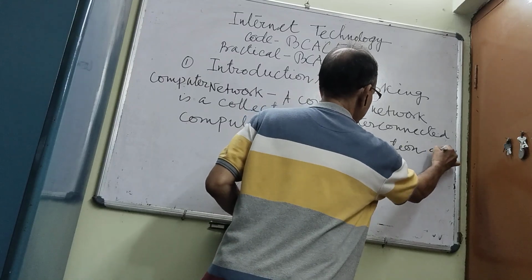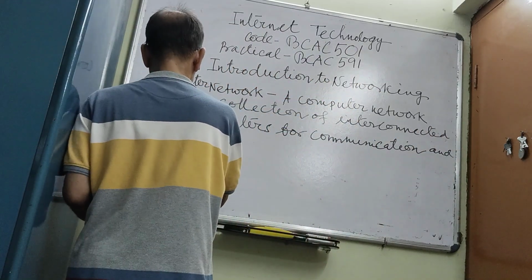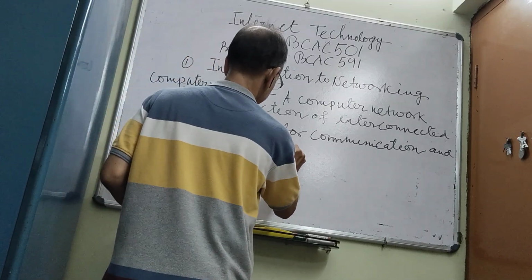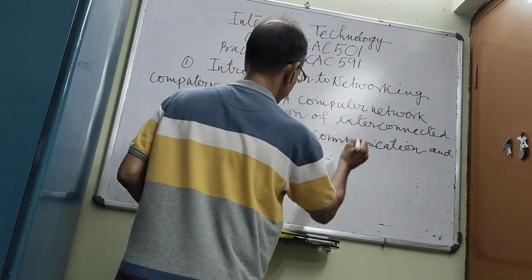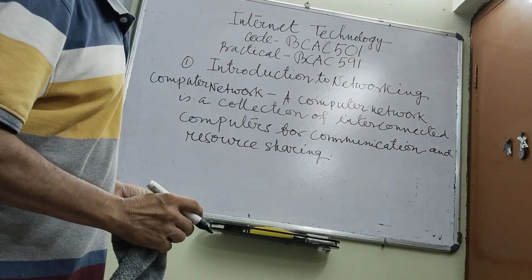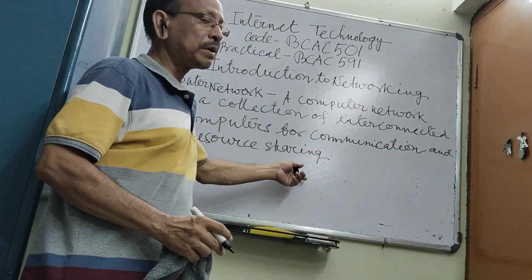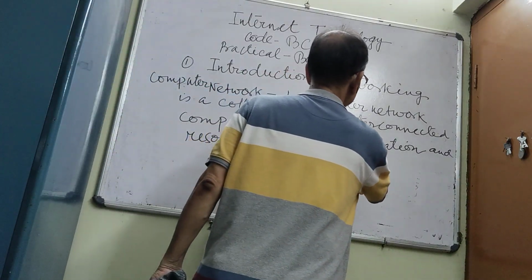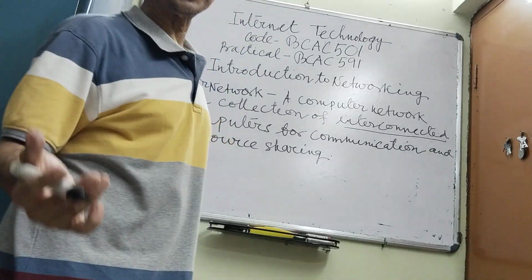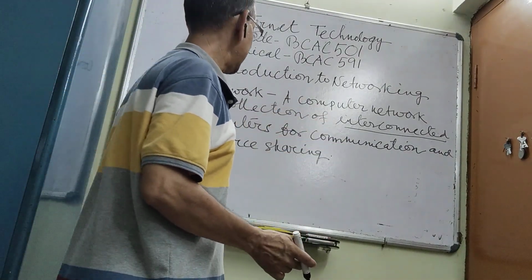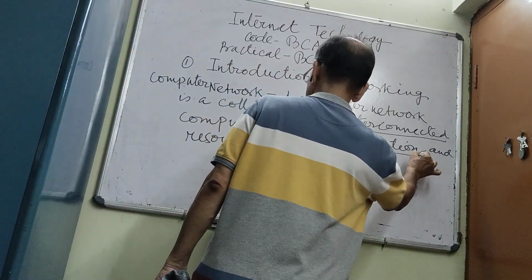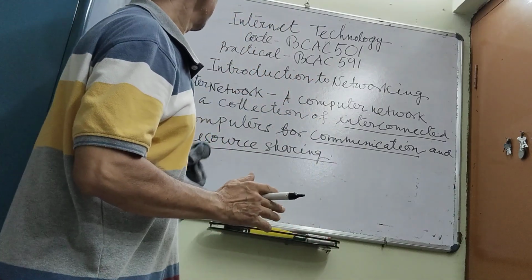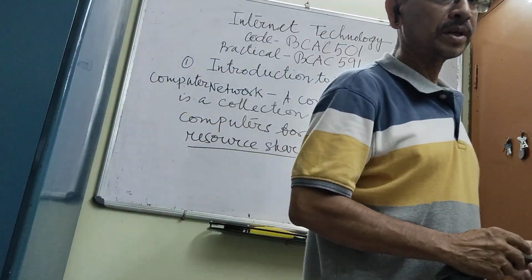For communication and resource sharing. Resource may be data, hardware or software. So this is the computer network. They are interconnected. The connection may be wire-based or wireless, and the purpose is communication and resource sharing. This is the basic concept of network, computer network.